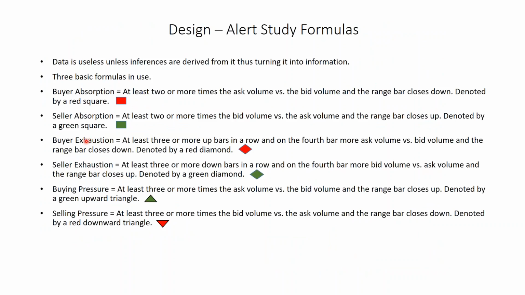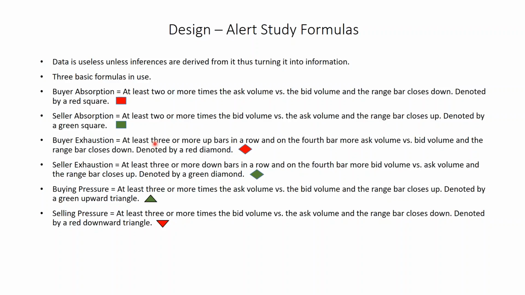The next concept in here is exhaustion, and it's a little weaker signal in a sense. When buyers get exhausted, you have at least 3 or more consecutive up bars in a row, and then on the 4th bar, let's say there's 3, so on the 4th bar you have not twice as much ask volume versus bid volume, but just more ask volume versus bid volume, and the range bar closes down.